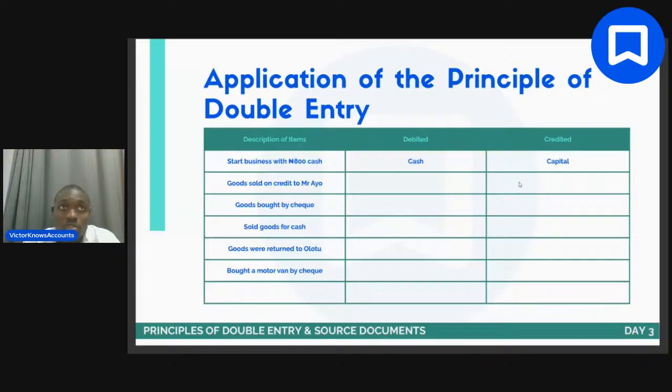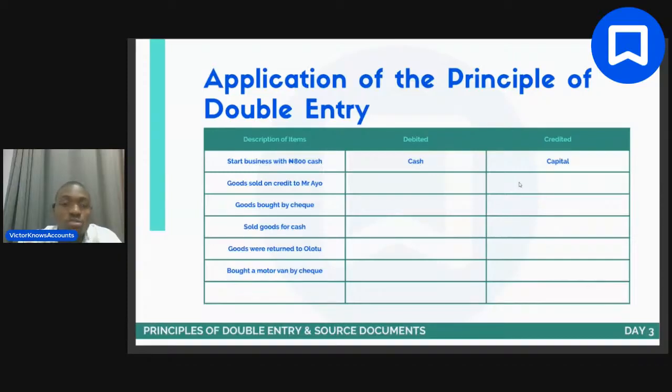Now, what we are doing is there is a sale. So what you do is you debit Mr. Ayo's account and you credit what? You credit sales account. Debit Mr. Ayo's account and credit sales account. Mr. Ayo is the receiver of the goods and sales is giving goods. So you debit Mr. Ayo's account, you credit sales account.